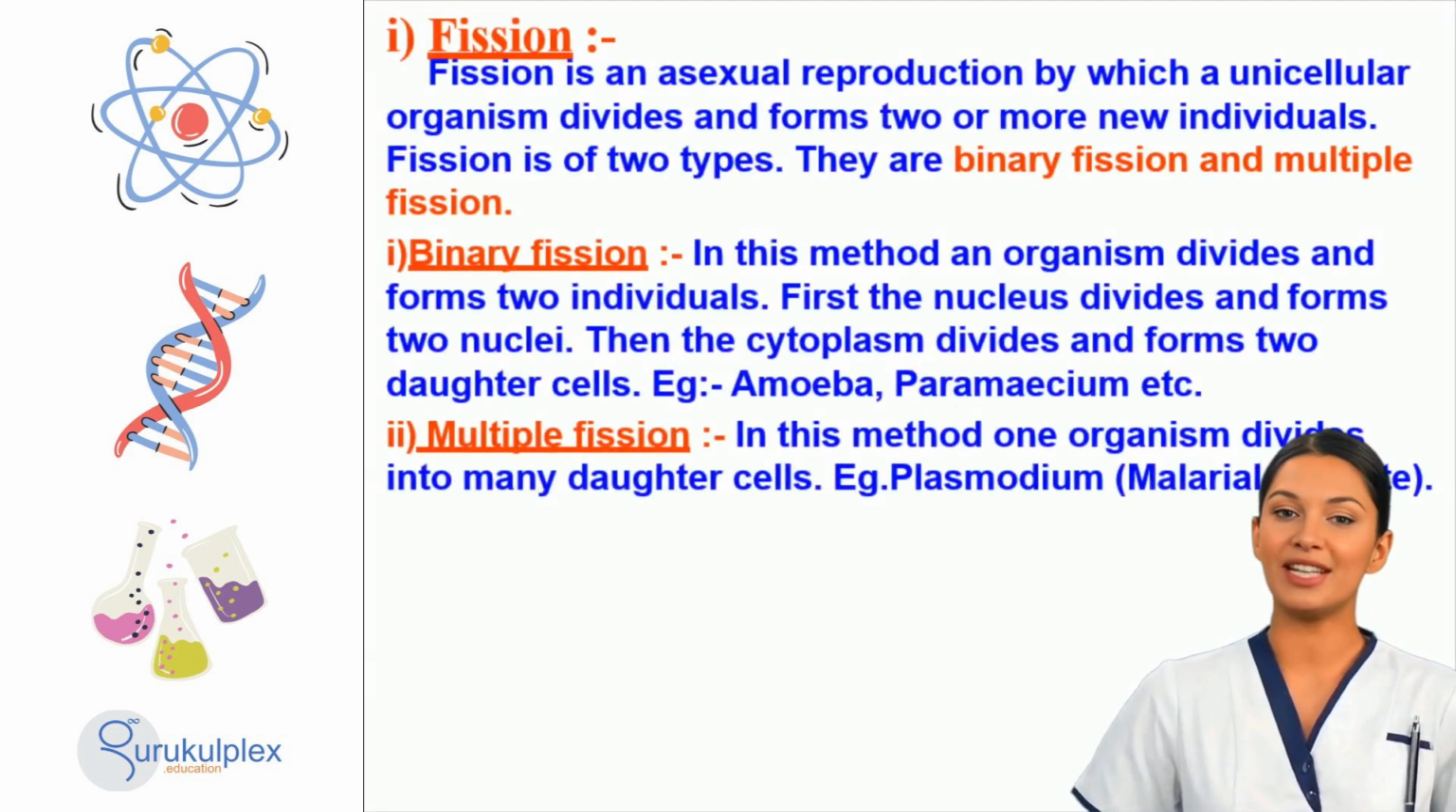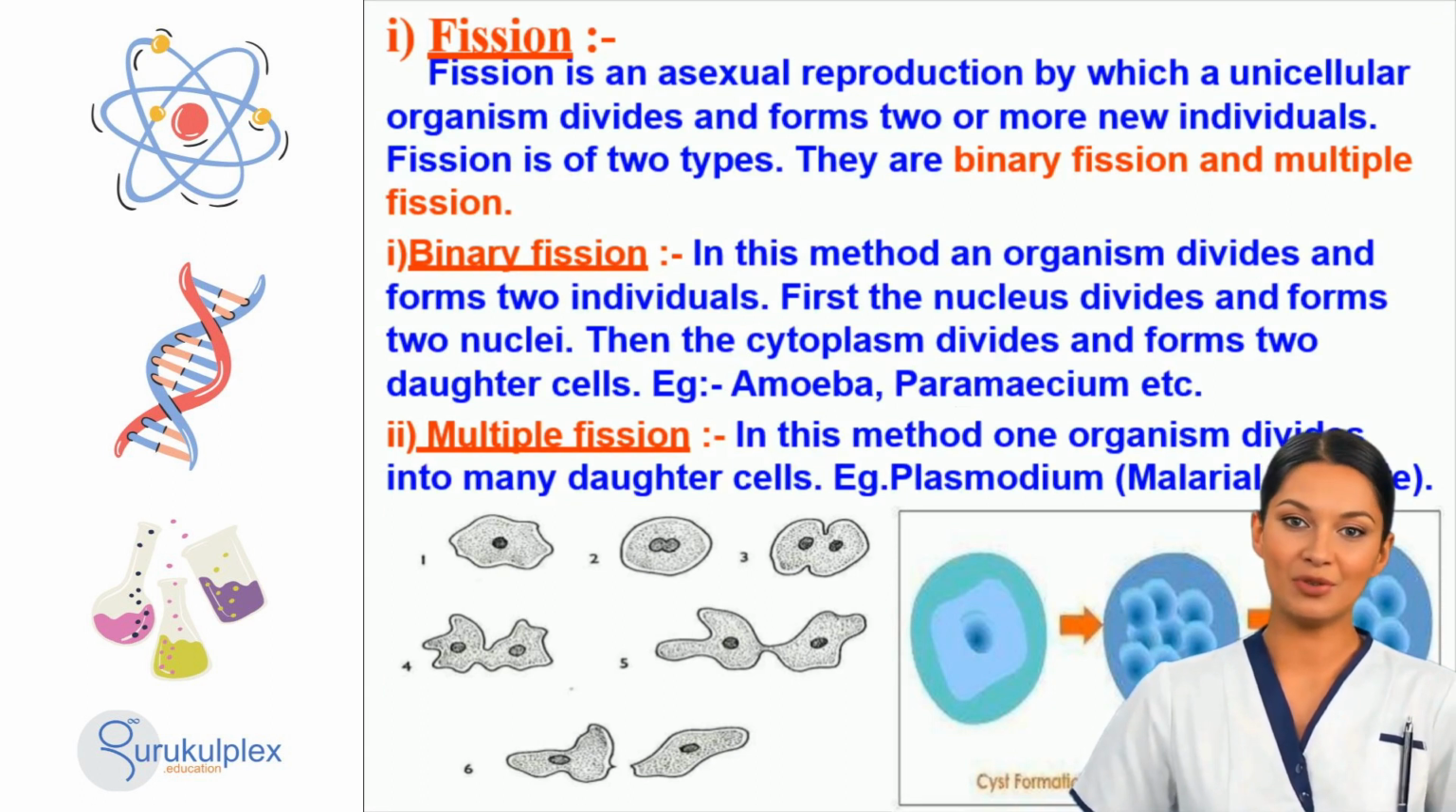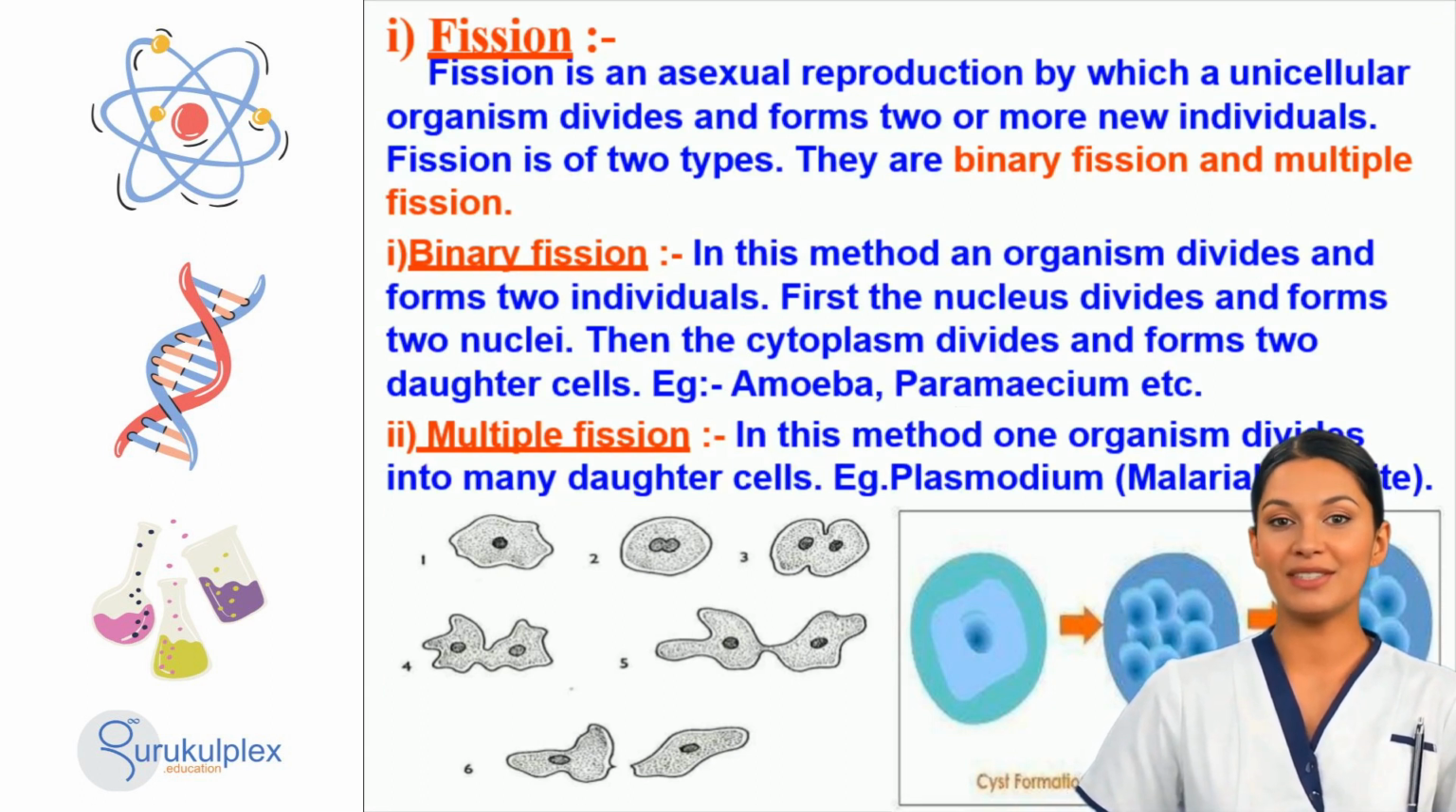Fission is a form of asexual reproduction that occurs in unicellular organisms, from amoebas to paramecia. It involves a single organism dividing into two or more daughter cells. There are two types of fission, binary and multiple. In binary fission, the nucleus divides first, followed by the cytoplasm. In multiple fission, a single organism divides into many daughter cells, as seen with the malaria parasite Plasmodium. Variation in species created by both types of fission is essential for species survival and evolution.